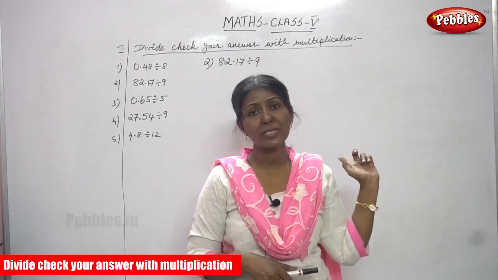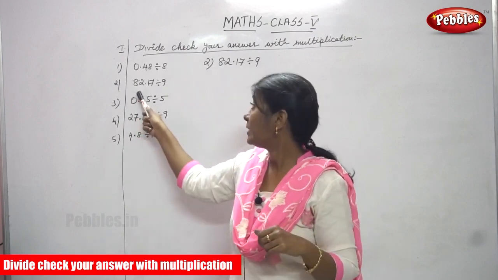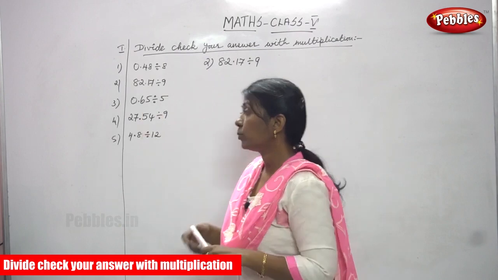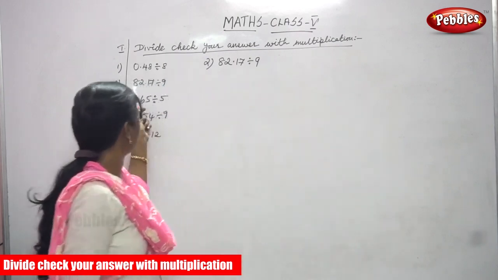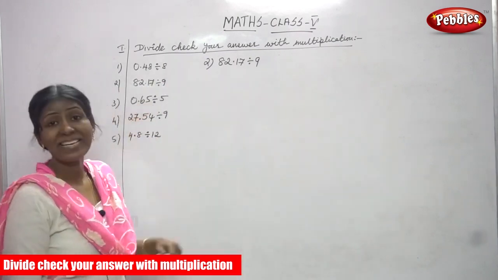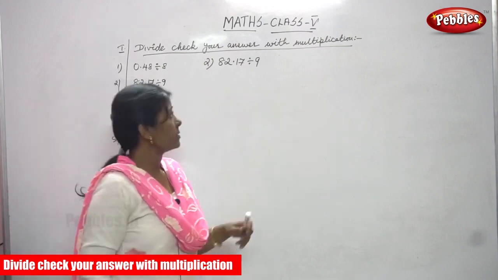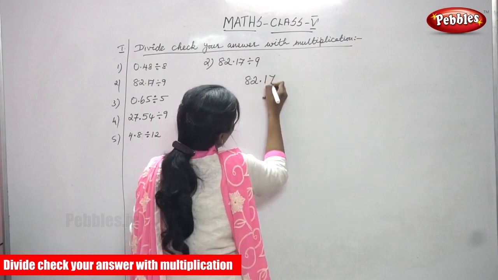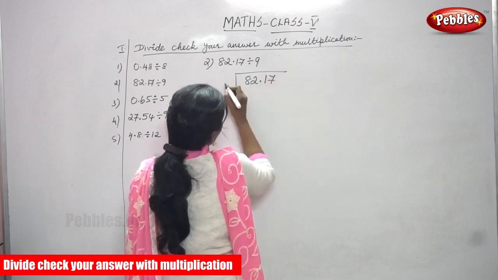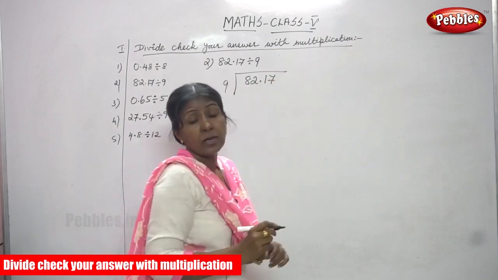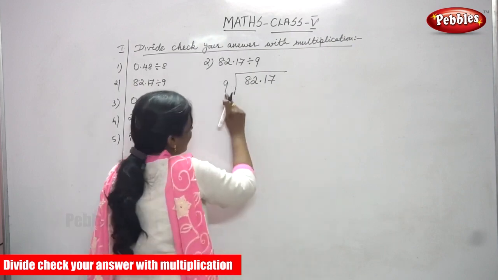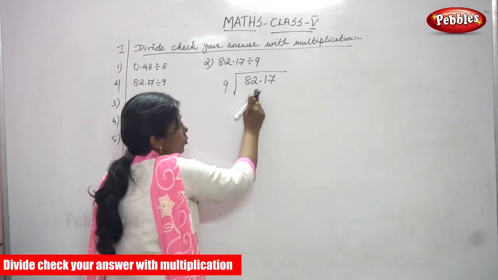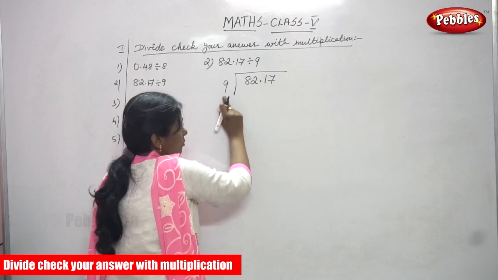Now we are going to do the second sum. The question is 82.17 divided by 9. So now let's start the sum. This is a general long division. So first you have to compare 9 and 82. So 82.17 is the dividend and 9 is the divisor.